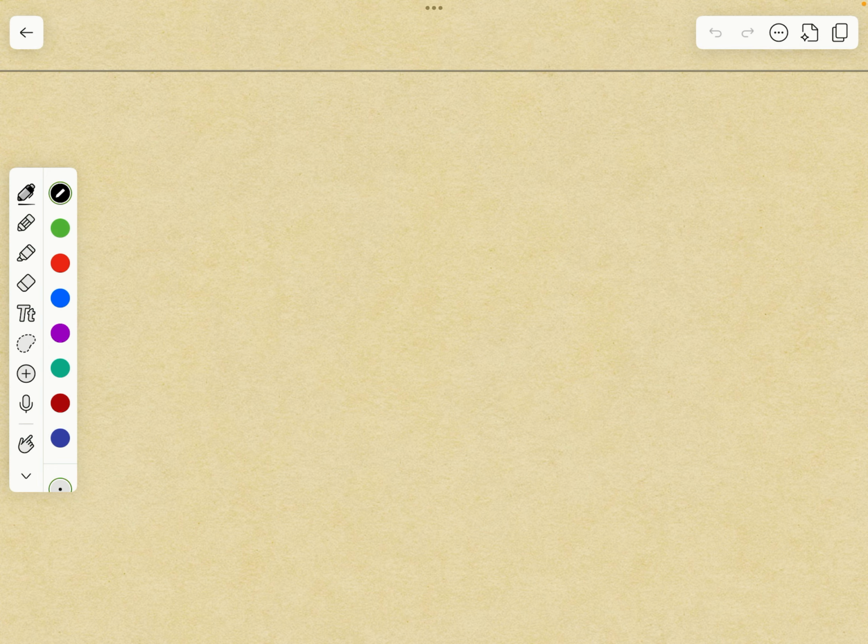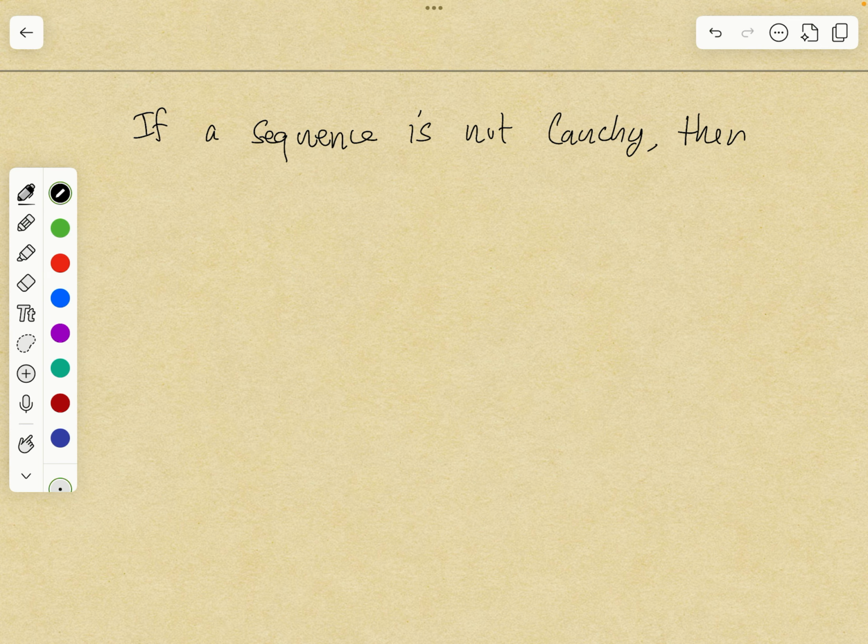In the previous video, we showed that every convergent sequence is Cauchy. Therefore, if a sequence is not Cauchy, it's not convergent. And in this video, we're going to look at some examples of proving that certain sequences don't converge by showing that they're not Cauchy. So, if a sequence is not Cauchy, then the sequence does not converge.